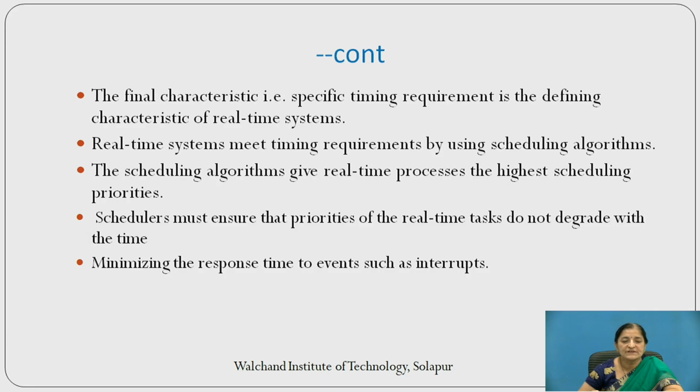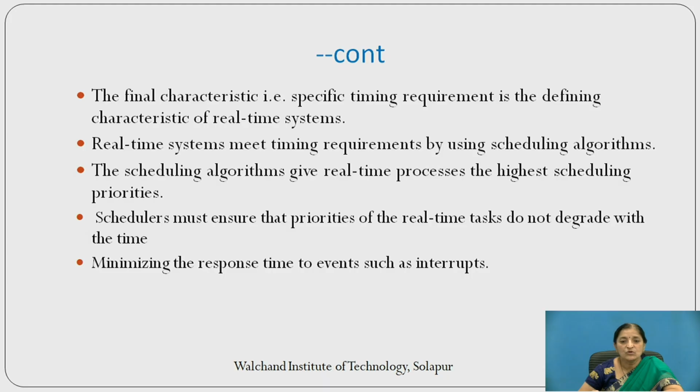Now the final characteristic is specific timing requirements. It is the defining characteristic of real-time systems. Real-time systems meet timing requirements by using scheduling algorithms. The scheduling algorithms give the real-time processes the highest scheduling priority. They see to it that the processes of the highest priorities are always taken up for execution immediately. Schedulers must ensure that the priorities of the real-time tasks do not degrade with time. That is, the priority should be retained even after a specific time period.